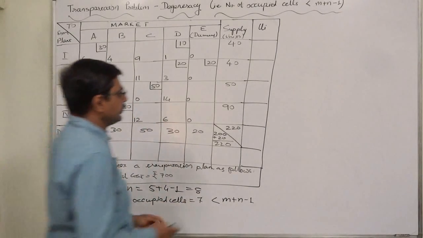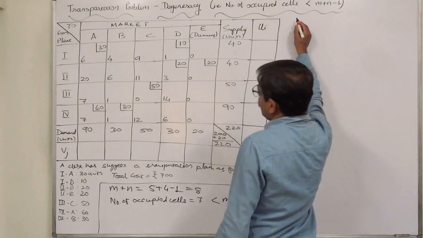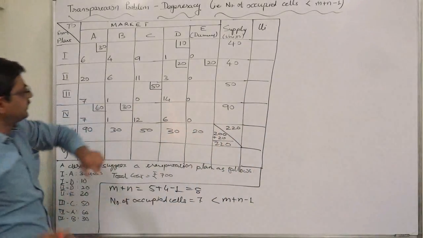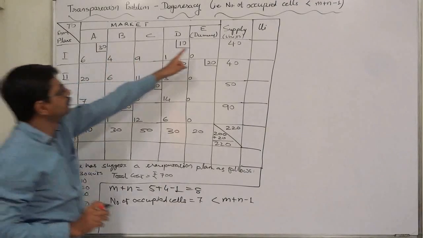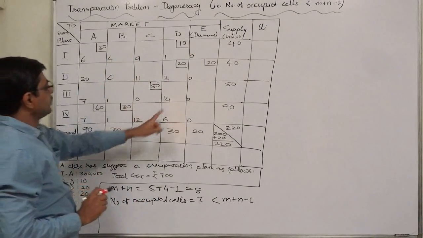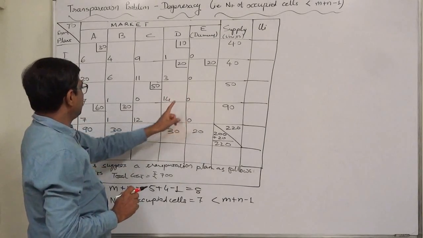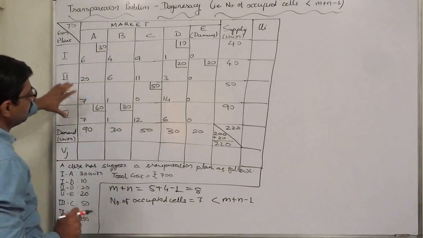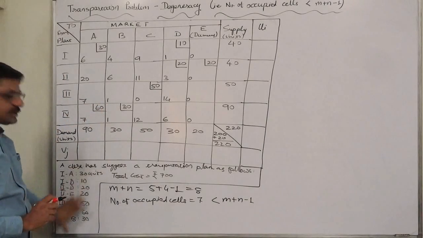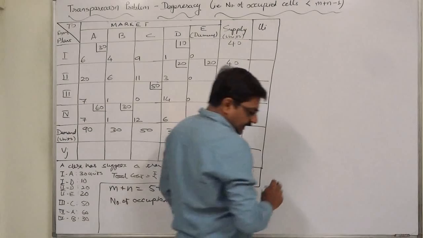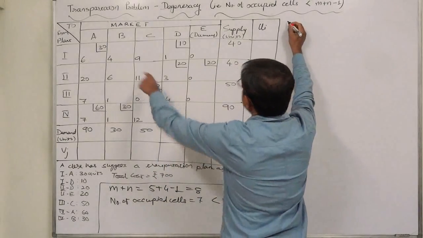Let's do everything on board and on paper. First of all, which are the empty cells? 1, 2, 3, 4, 5, 6, 7, 8, 9, 10, 11, 12 and 13. Because total there are 5 into 4, 20 cells, out of which 7 are occupied, so remaining 13 are empty cells. Now let's identify these cells.